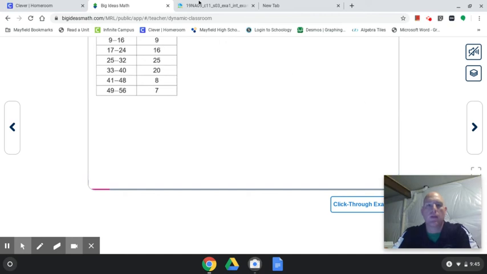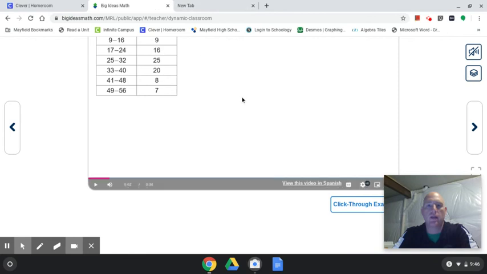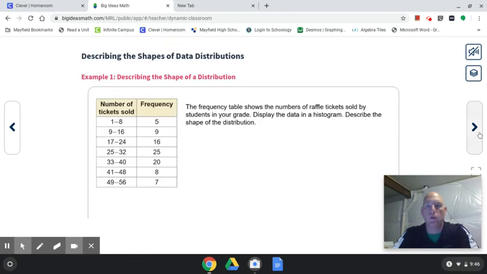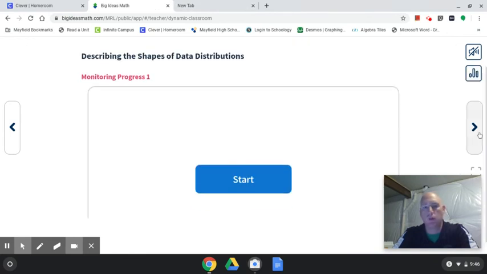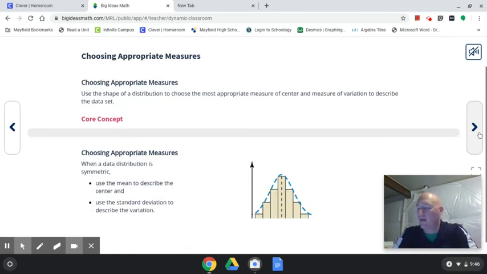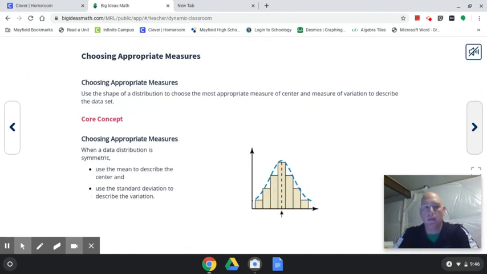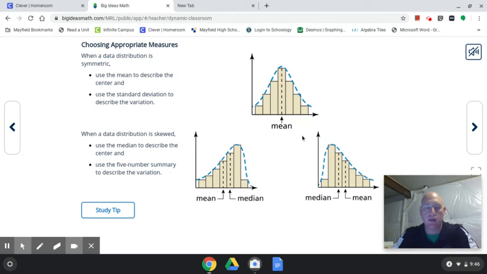Hey guys, welcome back. We will be continuing with 11.3, and this will be going into example 2. So when you look at it, where I'm really at is in your notes. I'm on the core concept, and it looks like this, okay?